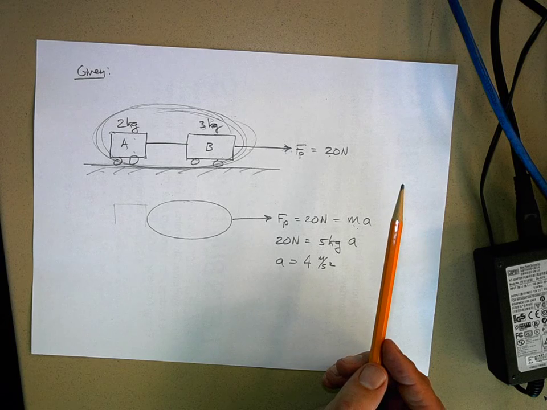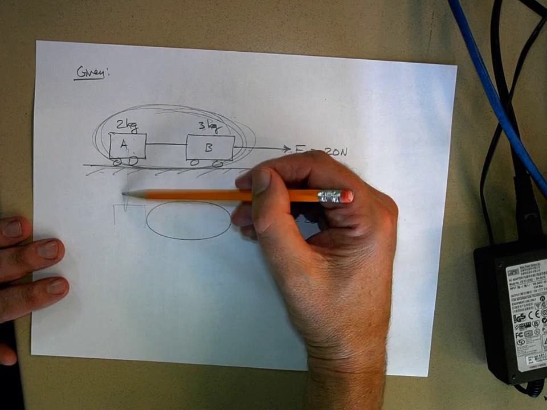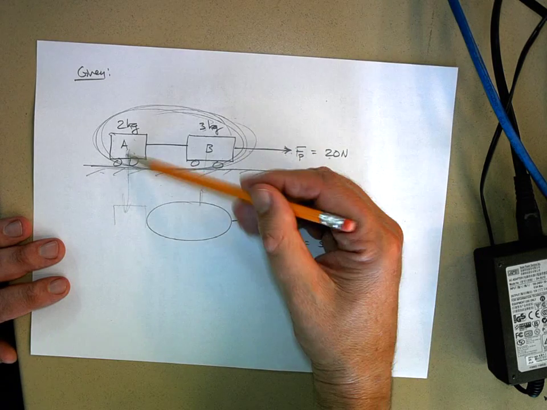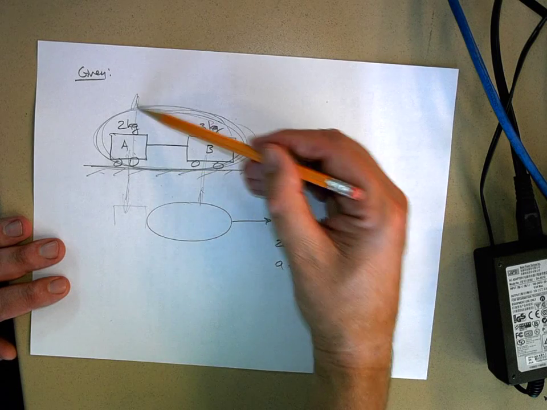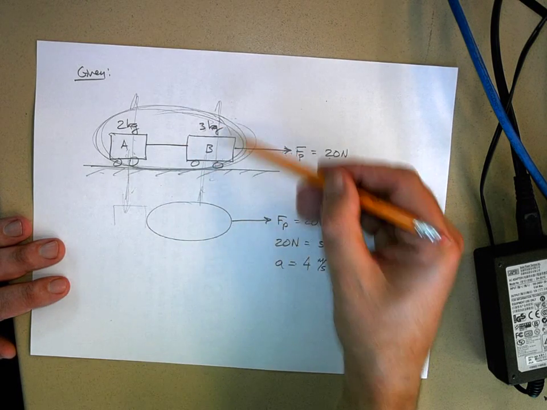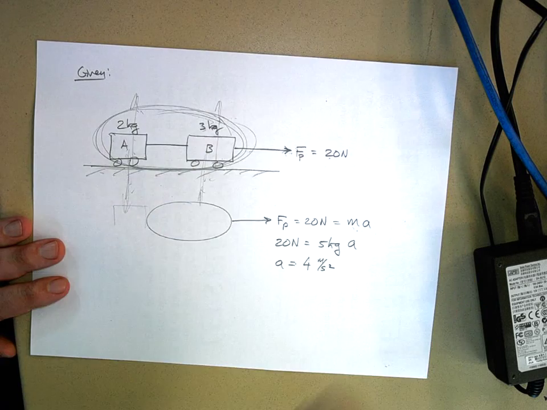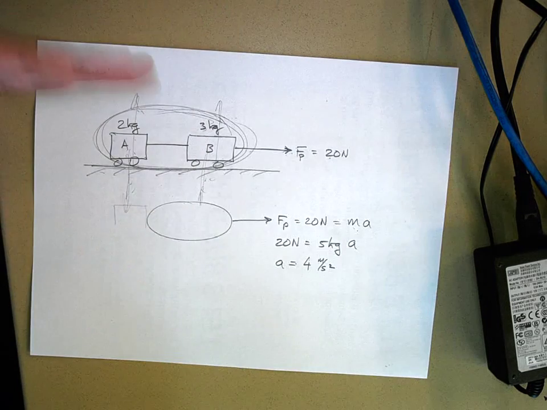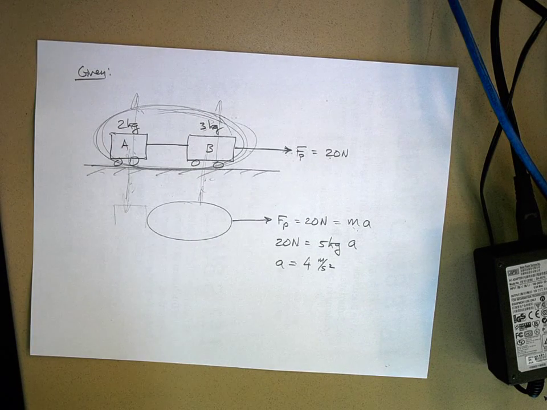You've got gravity here and gravity here, the ground pushing up on it, the ground pushing up. What's true about these forces? They're going to cancel each other out because there's no acceleration in the vertical direction. All the acceleration is horizontal.